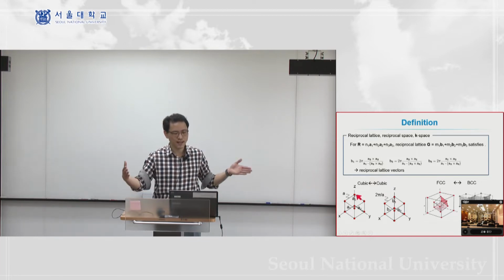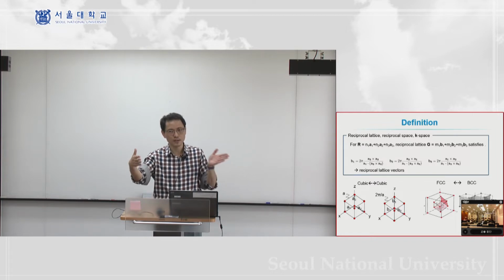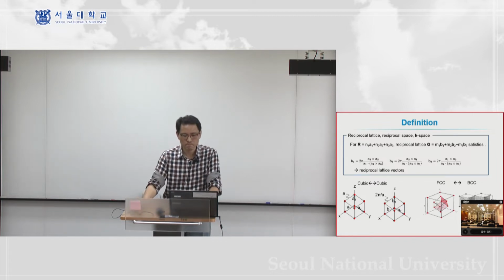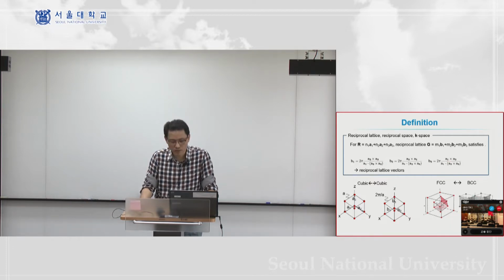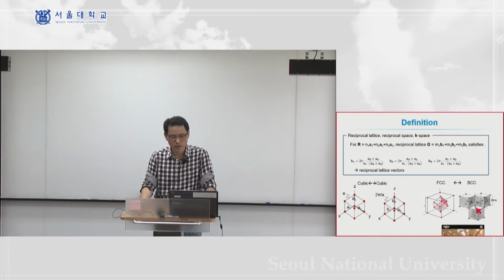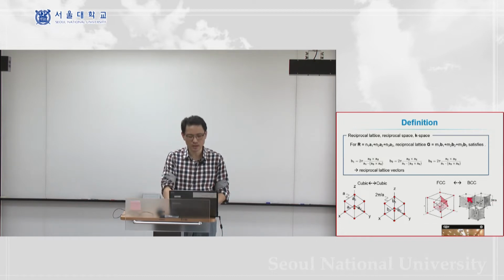Okay, so if your lattice vector is big in the real space, then in the reciprocal space the length should shrink. And also if you apply this formula to the lattice vectors, then this B1, B2, B3 represent the reciprocal lattice vectors. So this converts into the BCC structure, again the lattice parameter A is changing to 2 pi over A. All right, so this is the definition of the reciprocal space.